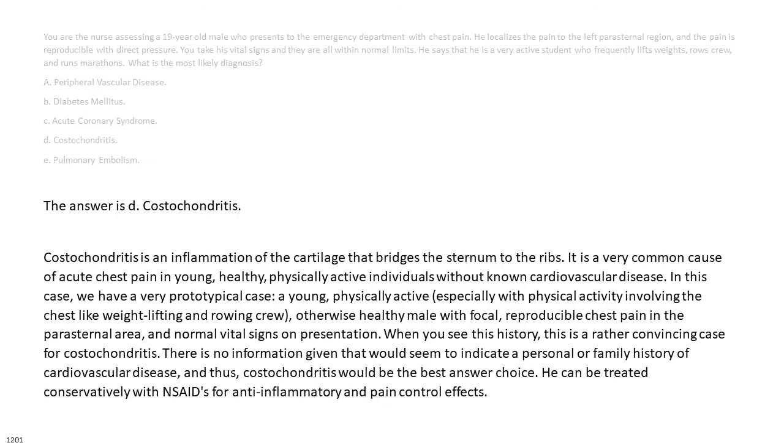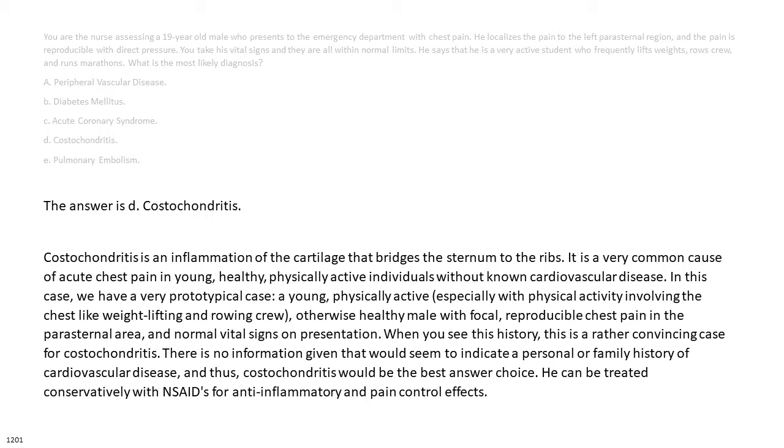The answer is D. Costochondritis. Costochondritis is an inflammation of the cartilage that bridges the sternum to the ribs. It is a very common cause of acute chest pain in young, healthy, physically active individuals without known cardiovascular disease.